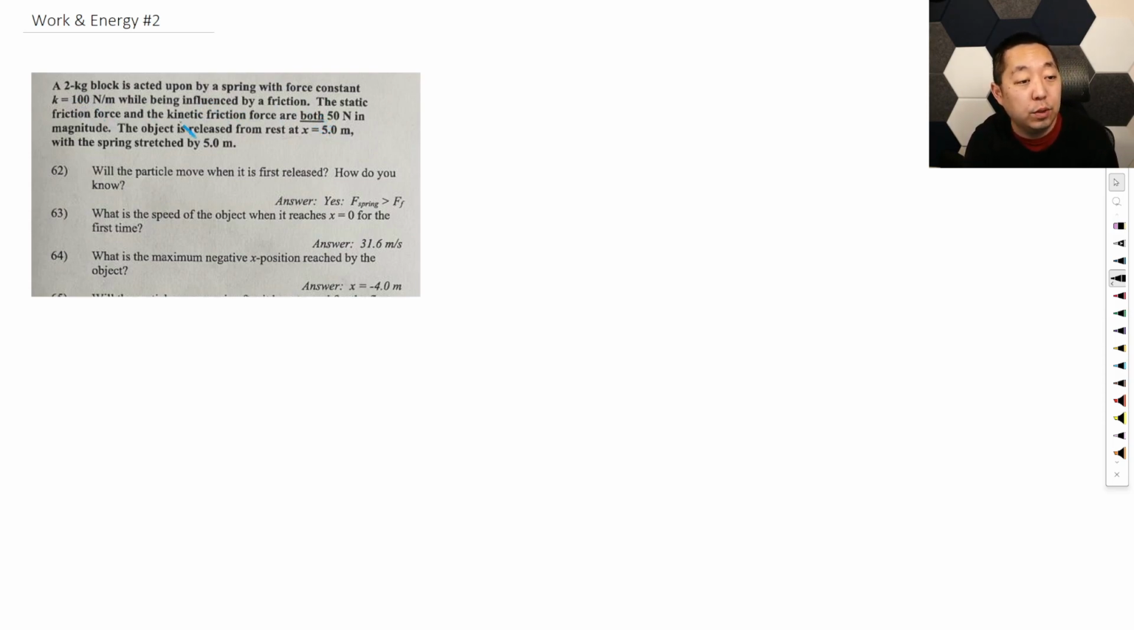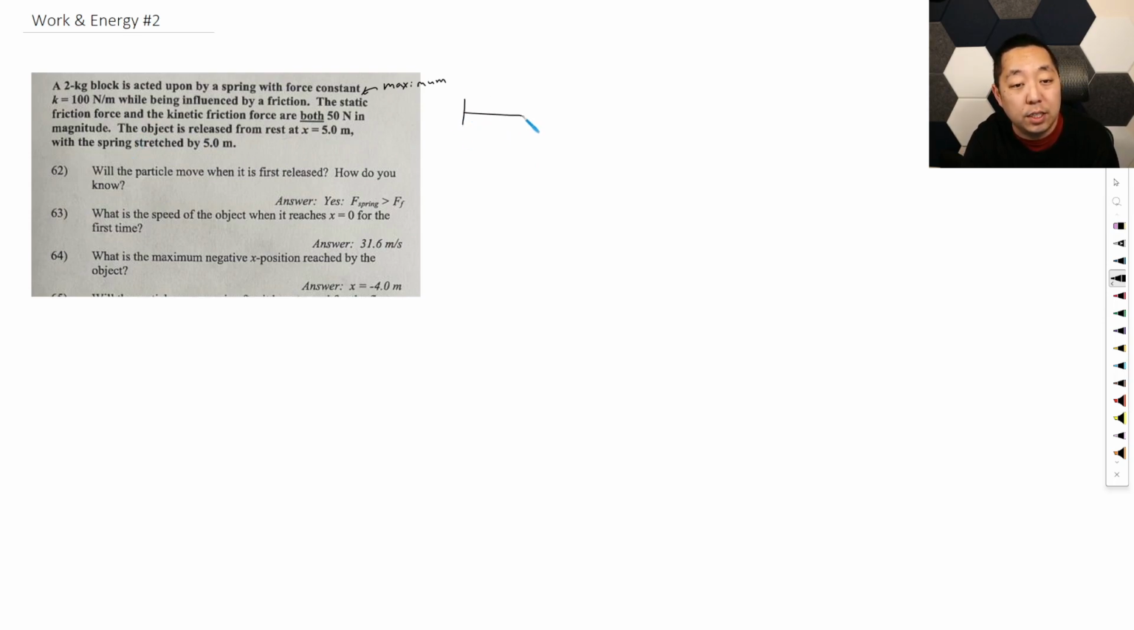The static frictional force and the kinetic frictional force are both 50 newtons. I think what they mean is the maximum static frictional force is. If it were static friction, you wouldn't know the exact amount, and it wouldn't necessarily bounce. So I'm going to say the maximum static friction is 50 and the kinetic friction force is 50. The object is released from rest at x equals 5 meters, so where it is stretched by 5 meters.